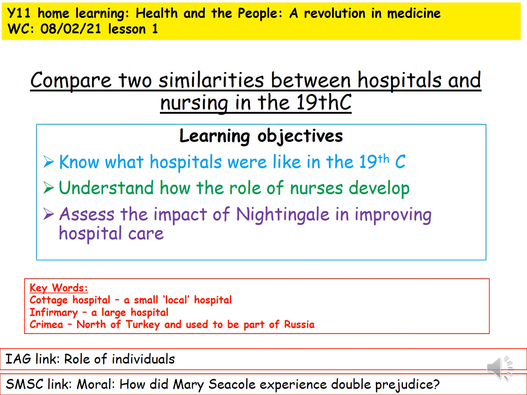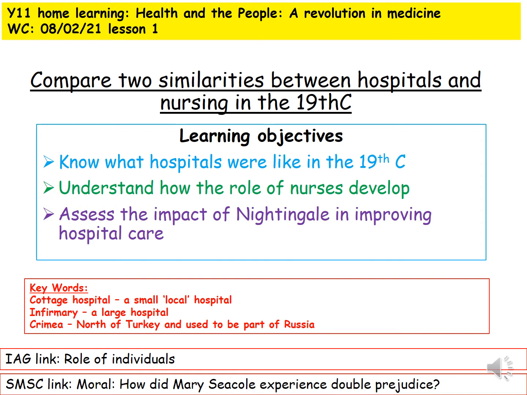So we're still in the Revolution of Medicine, 1750 to 1900, and we're coming to the end of this time period. So today's lesson we're comparing two similarities between hospitals and nursing in the 19th century. So the first learning objective is that we're going to know what hospitals were like in the 19th century. We're going to do a little bit of revision before that to make sure we understand.